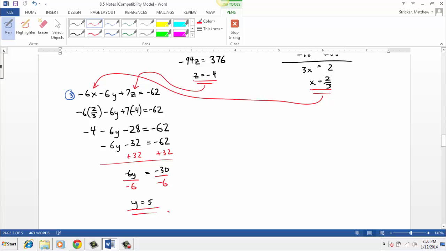Final answer, if we write it as an ordered triple this time, not an ordered pair, because we have 3 parts to our solution. We have x is 2/3, we have y is 5, and z is negative 4.